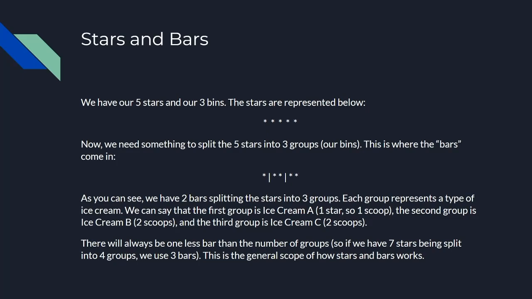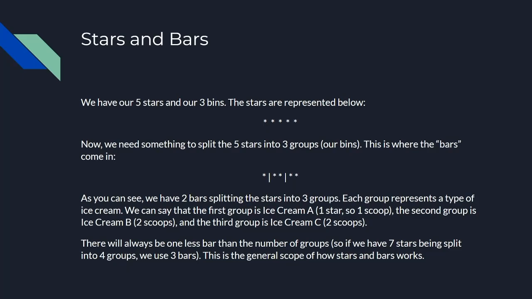Now we need something to split these 5 stars into 3 groups, and this is where our quote-unquote bars come in. These are the dividers, essentially. As you can see, we have 2 bars splitting the stars into 3 groups, and each group represents a type of ice cream. The first group, before the first divider, is ice cream A. That's 1 star, so 1 scoop. The second group is ice cream B, between those 2 bars, so that's 2 scoops. And the third group is ice cream C, which is also 2 scoops, behind the second bar.